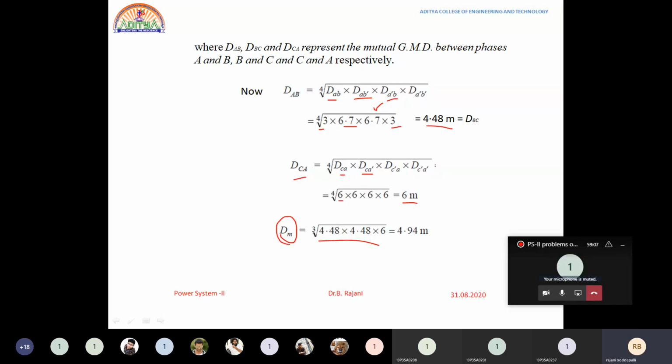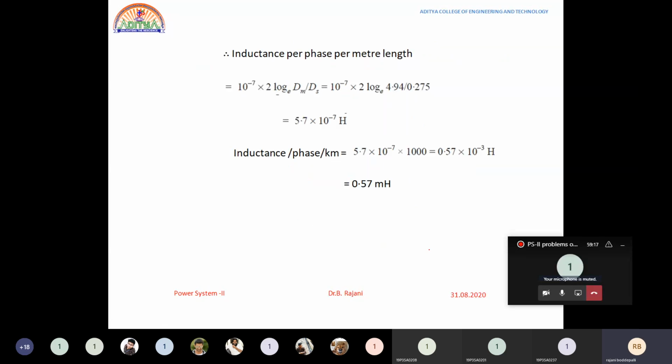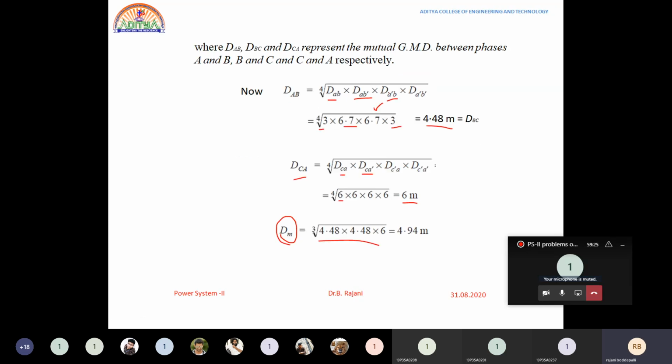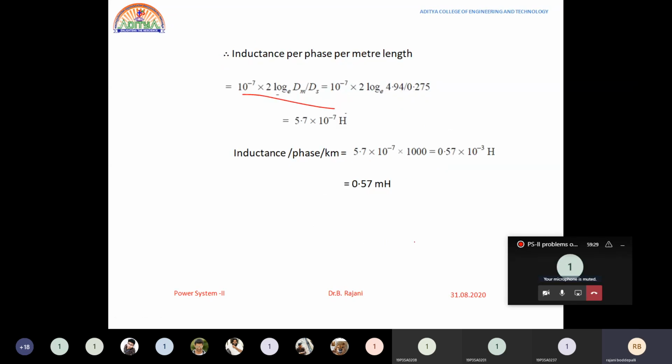GMD. I mean, self GMD and mutual GMD, right? Self GMD is abbreviated as DS and mutual GMD is abbreviated as DM. So simply substitute in this formula: 10 to the power of minus 7 into 2 into log e of DM by DS. What is the DM value you are having? 4.94 you are having. That's what I have kept over here.